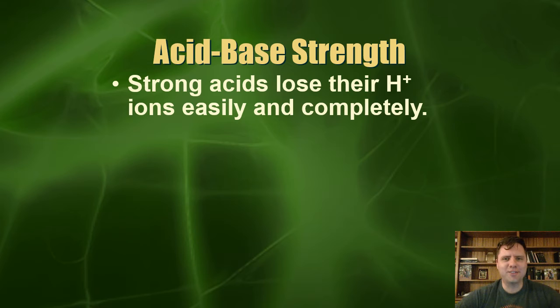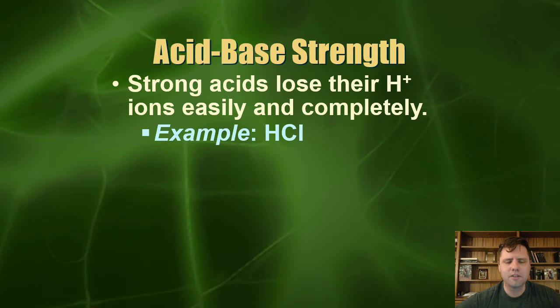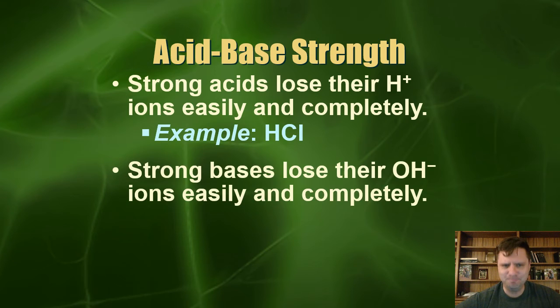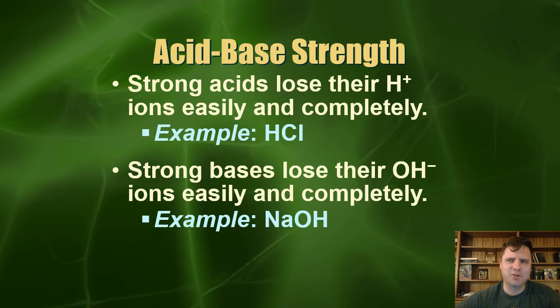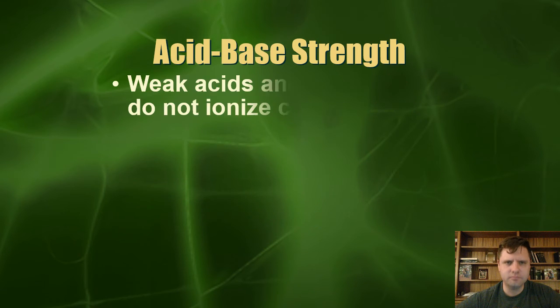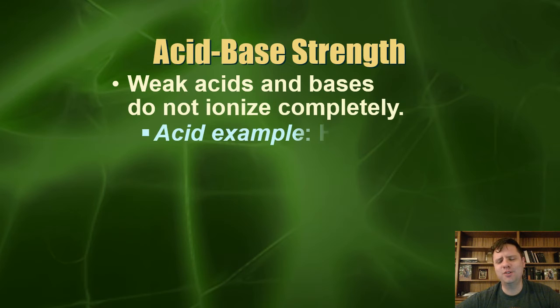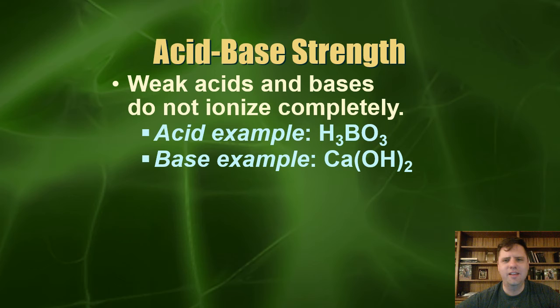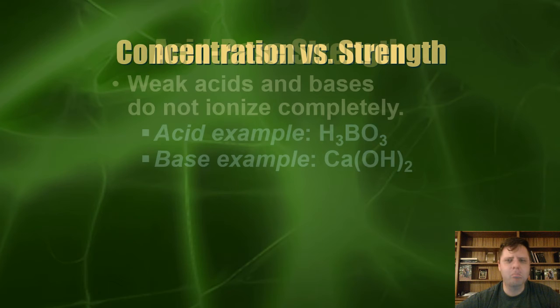Okay, now strong acids lose their hydrogen ions easily and completely. An example is hydrochloric acid. It easily and completely will lose that hydrogen ion. Strong bases lose their hydroxide ions easily and completely. A good example is sodium hydroxide. Weak acids and bases do not ionize completely. Good examples of this are boric acid, or here, calcium hydroxide.